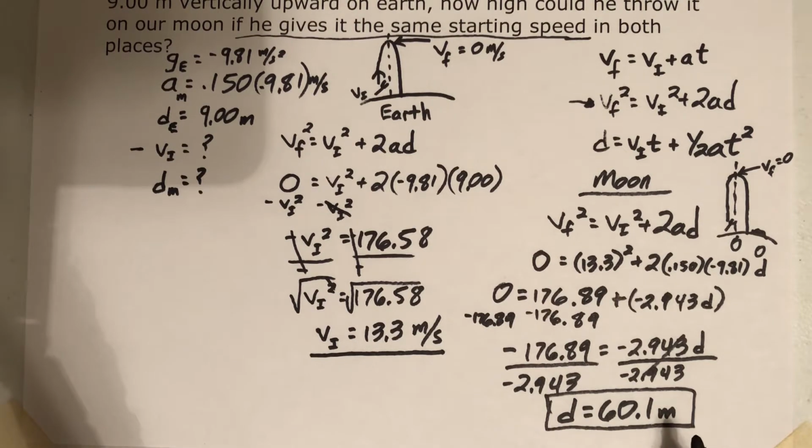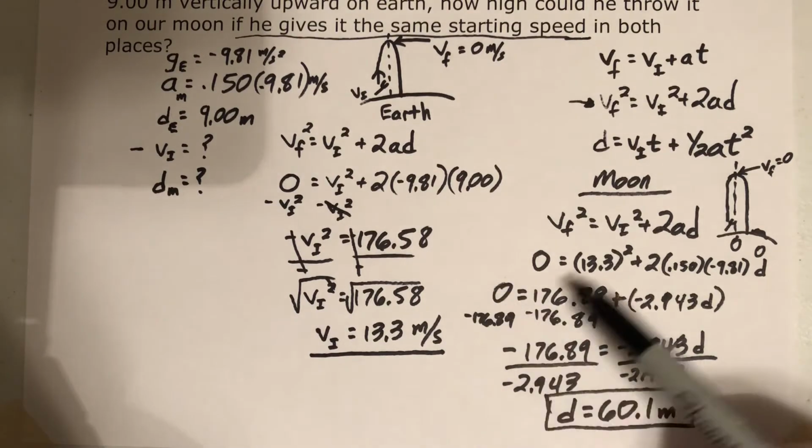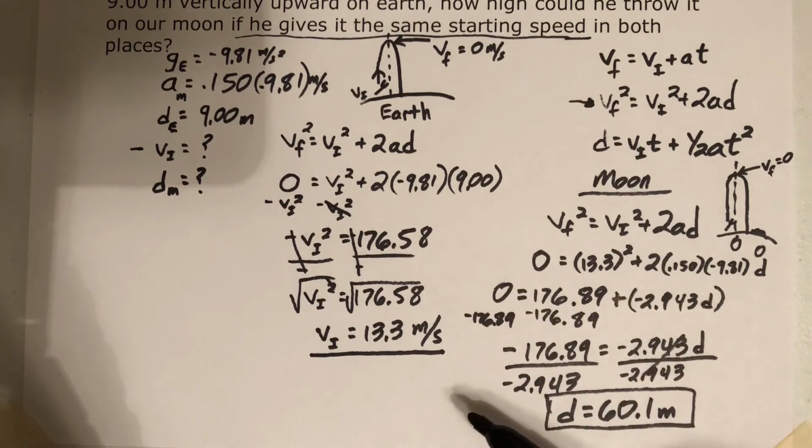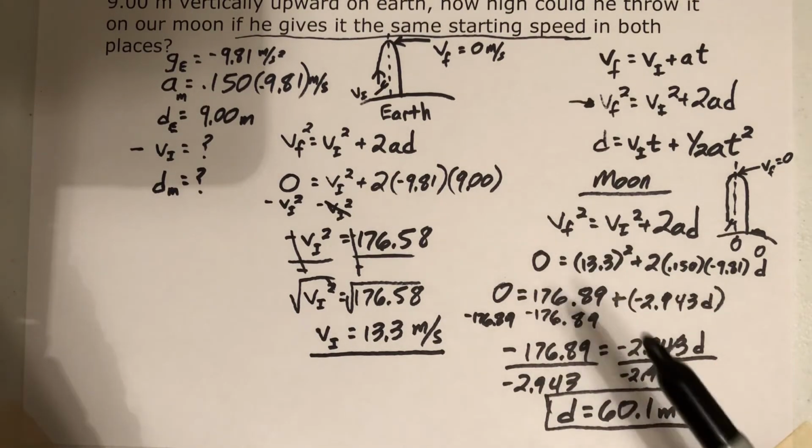That's the final answer. These are multiple choice questions. So what that means is that there could be some rounding differences in between the application of these two equations. So you want to choose the answer that's closest to 60.1.